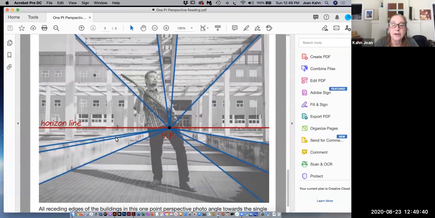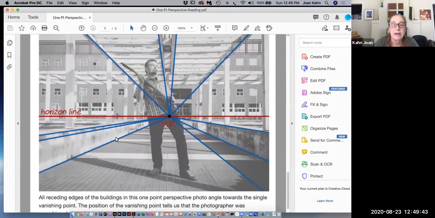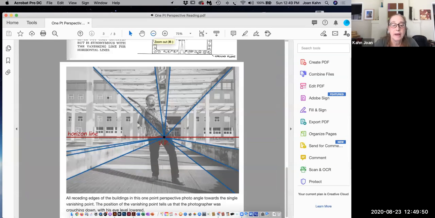And the third page, or third example that you should look at in this handout, is this one. And it shows somebody playing a guitar. I found it online actually. And here, all receding edges of the buildings in this 1-point perspective photo angle towards the single vanishing point. The position of the vanishing point tells us the photographer was crouching down with his eye level lowered.